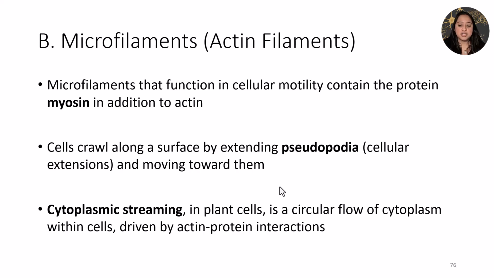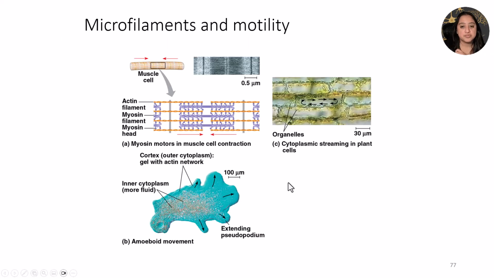And then in other kinds of cells, there is this thing called cytoplasmic streaming. In plant cells, cytoplasmic streaming is a circular flow of cytoplasm inside of the cells. And this is driven by the actin-protein interactions. So this is showing each of those points.